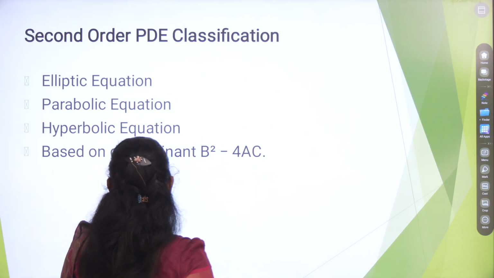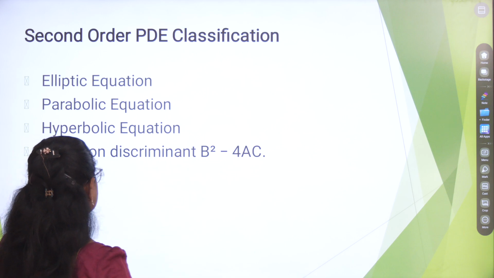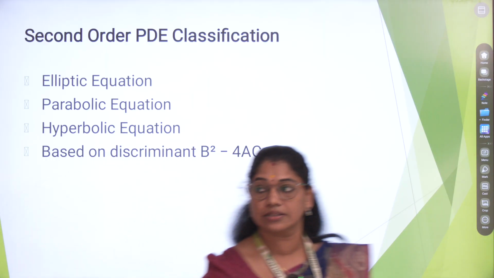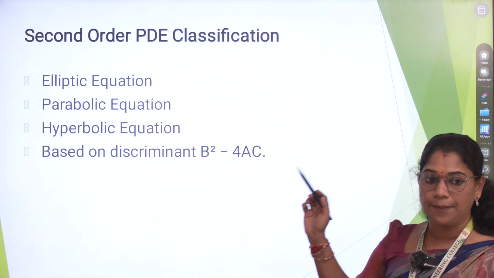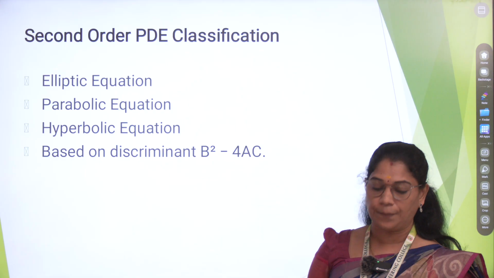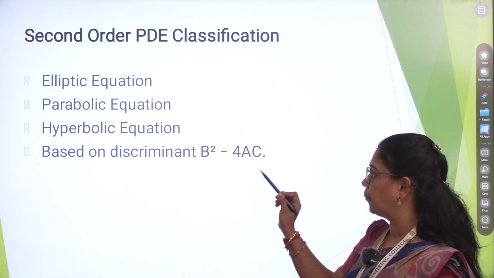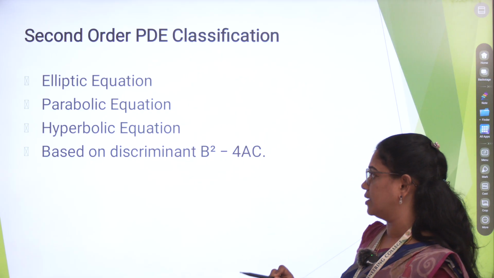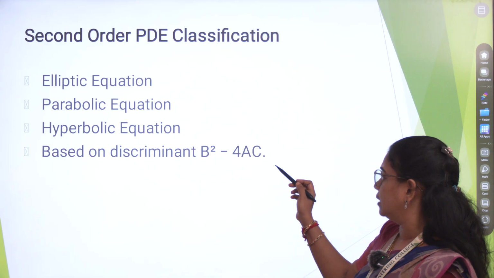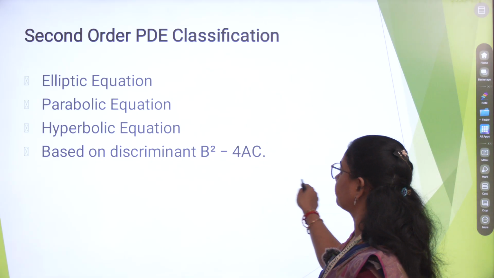Next, the classification of second order partial differential equations. First, the elliptic equation, which is the Laplace equation. Second, the parabolic equation, which is the heat equation. Next, the hyperbolic equation, which is the wave equation. These equations are classified based on the discriminant, b square minus 4ac.